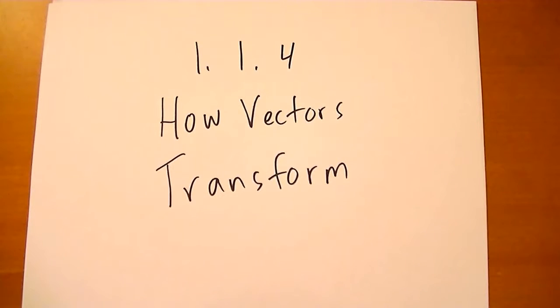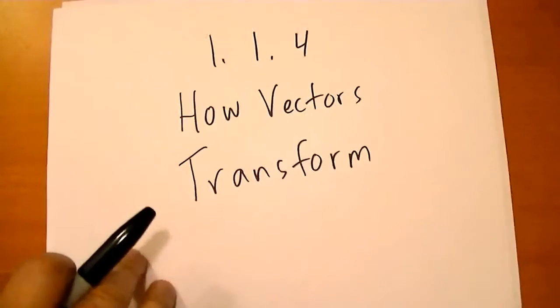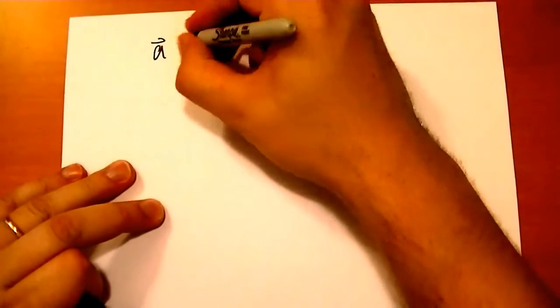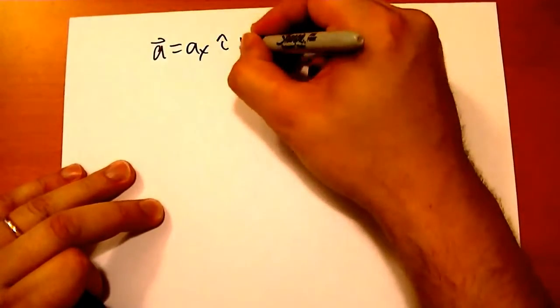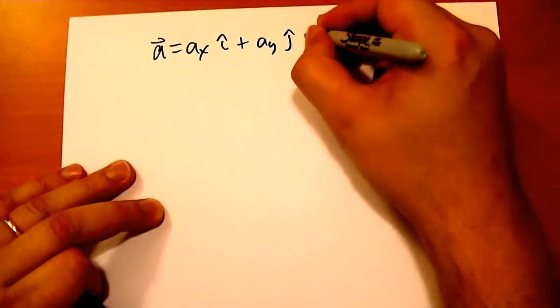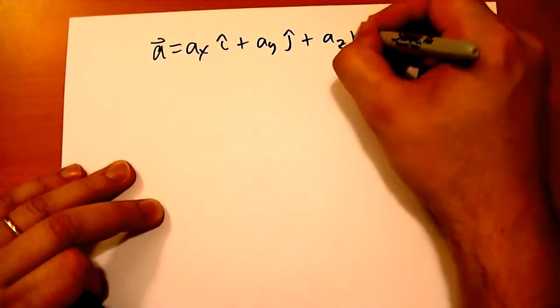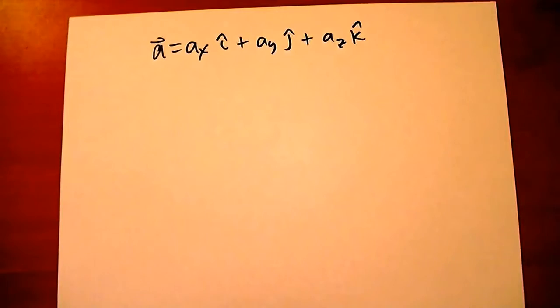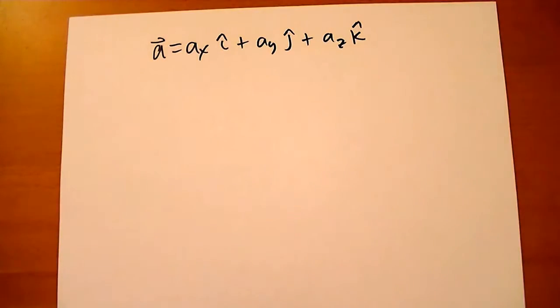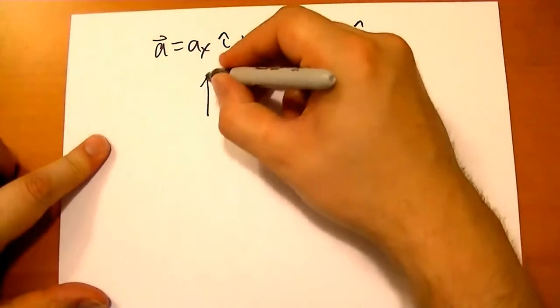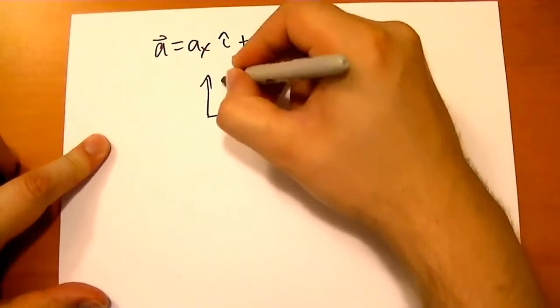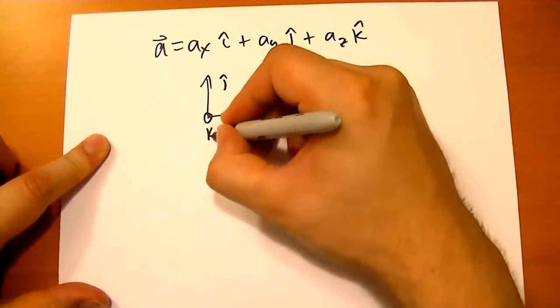Section 114, how vectors transform. If you start with a vector that is expressed in some basis vectors, what happens if you want to express it in a different set of basis vectors? So, let's say you have your i hat, j hat, and then k hat coming straight at you.